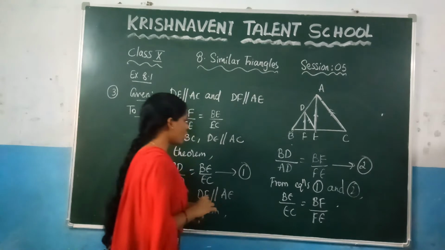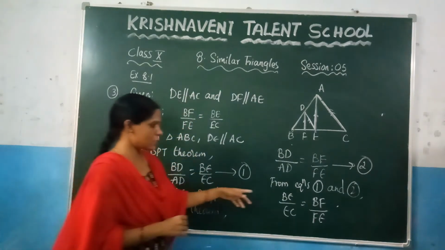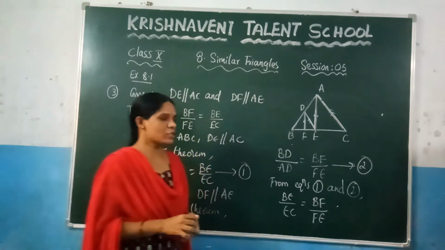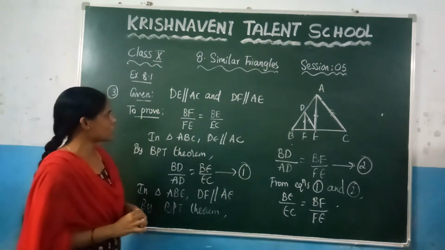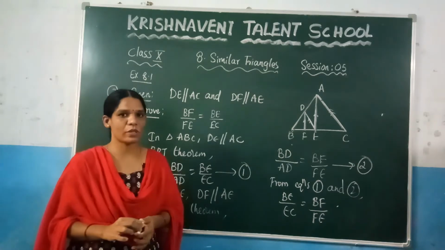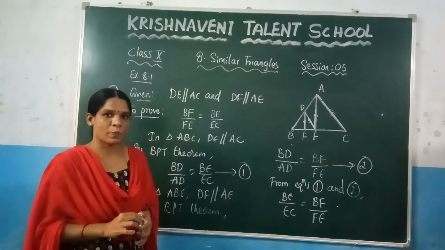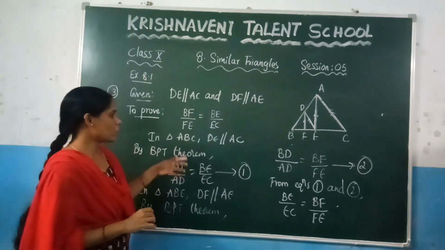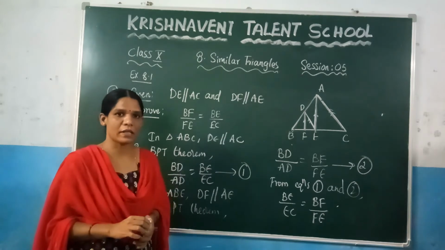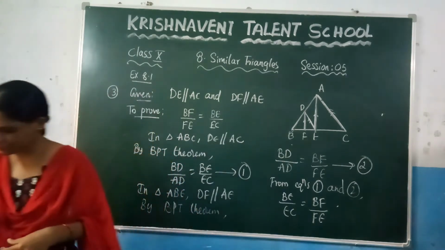Just check here what we need to prove. BF by FE is equal to BE by EC. The same thing we have proved here. So what is the question they have given here? They have given two conditions, which are DE is parallel to AC and DF is parallel to AE. After applying the basic proportionality theorem, we got two equations and after comparing, we have proved this one. Now see the next question here.